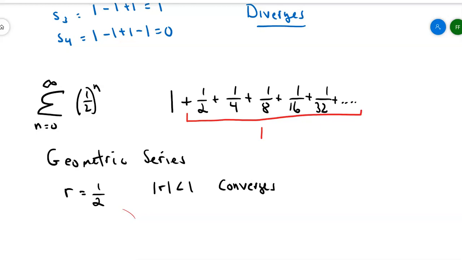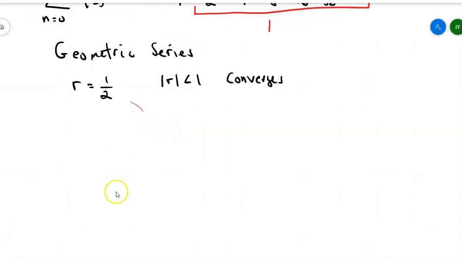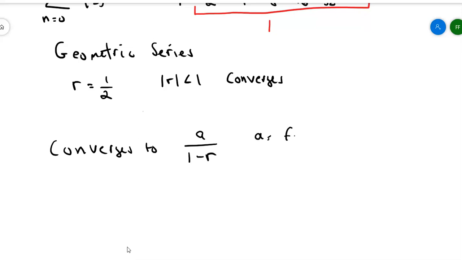So it could be an alternating one, right? It could have a ratio of -1/2. It could have gone 1 minus a half plus a quarter minus an eighth plus a 16th minus a 32nd. And in that case, that series would converge as well because the absolute value of the ratio is less than 1. If that's the case, then there is actually a formula that tells us how this thing converges. And the way it converges is like this. It converges to a over 1 minus r, where a is the first term.